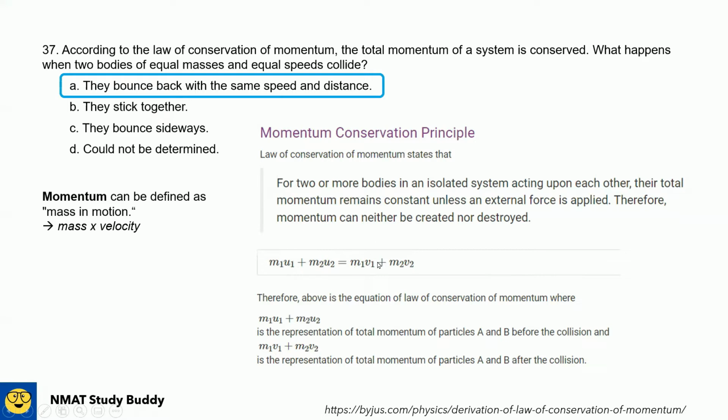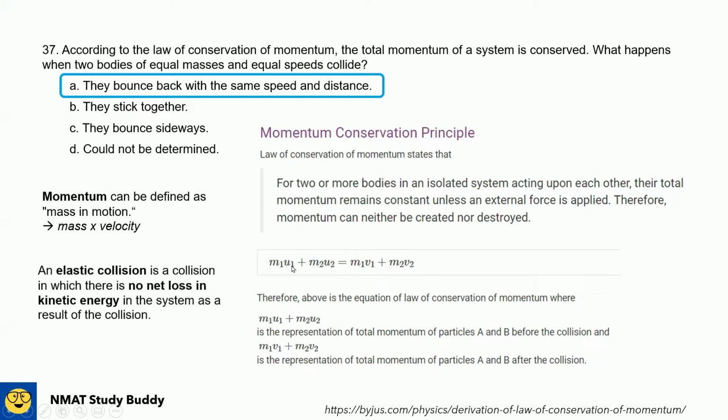Then, this m1v1 plus m2v2 is the total momentum of particles A and B after the collision. So, the v1, v2 are the velocities after the collision. They are equal, right? The speed and the distance traveled are equal. So, this kind of collision is called an elastic collision. It is a collision in which there is no net loss in kinetic energy in the system as a result of the collision. So, when we say no net loss, the total momentum is conserved.